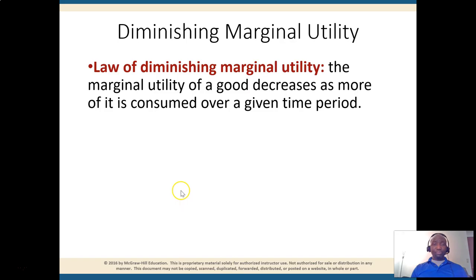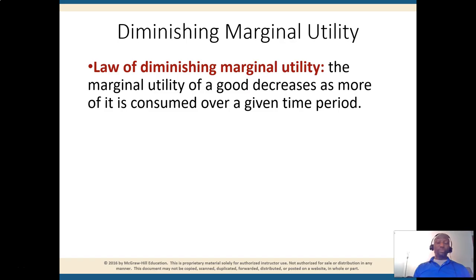Now when you keep consuming things, your satisfaction is going down because you're getting full and full and full. So what is the point? Automatically your enjoyment is going down, and that's what they call the law of diminishing marginal utility. It means that the marginal utility of a good decreases as more of it is consumed. The more you consume, the less satisfaction you're getting.